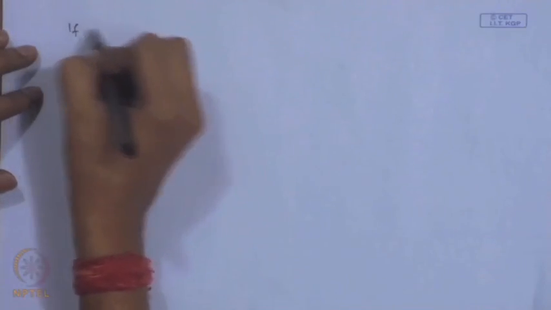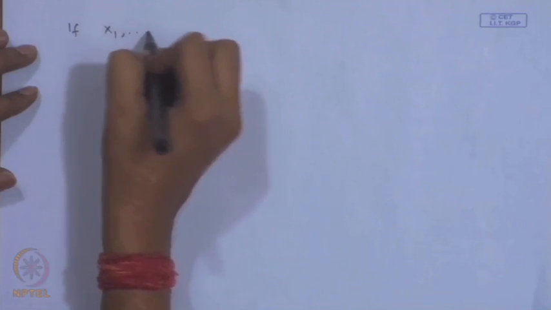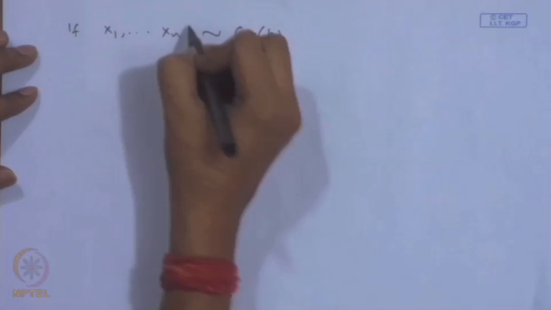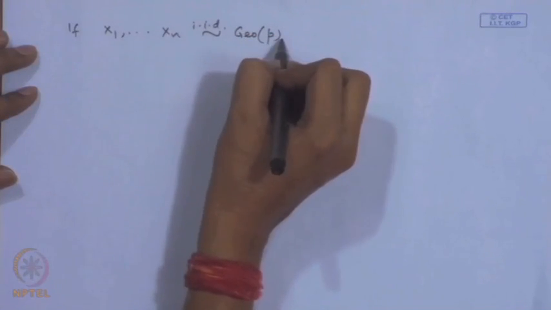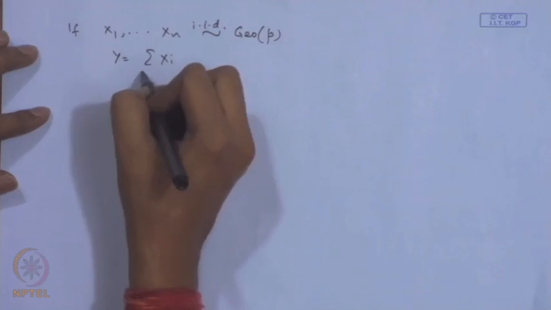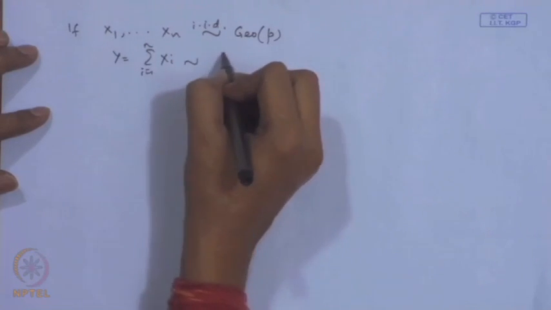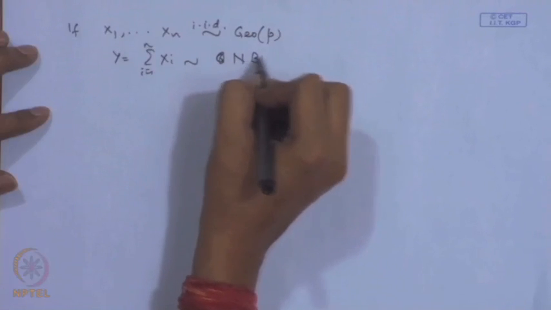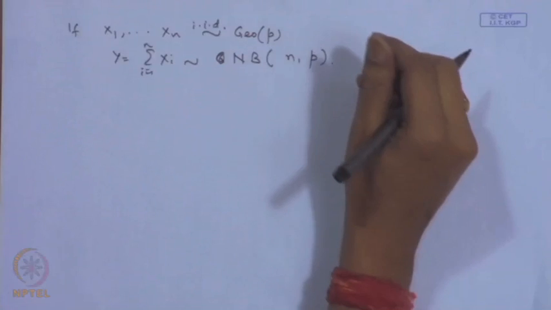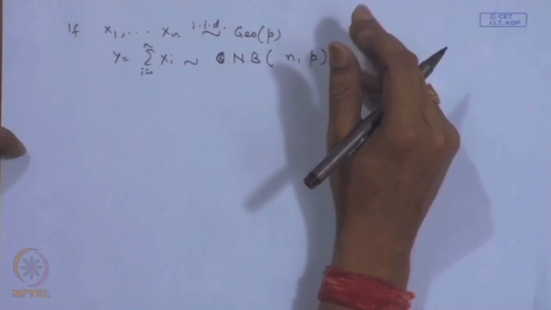So, we can establish a relationship that if say X1, X2, Xn are independent and identically distributed geometric random variables, then Y that is equal to sigma Xi, i is equal to 1 to n, that will follow negative binomial n, p distribution. That is, the sum of independent geometric random variables is a negative binomial distribution.